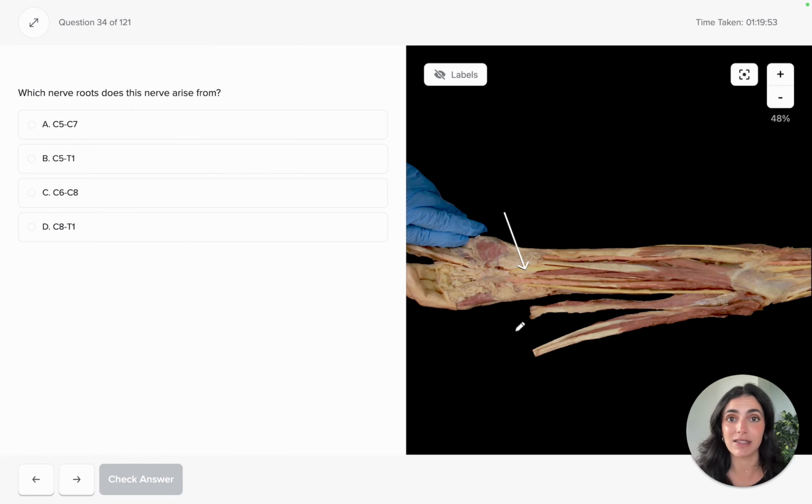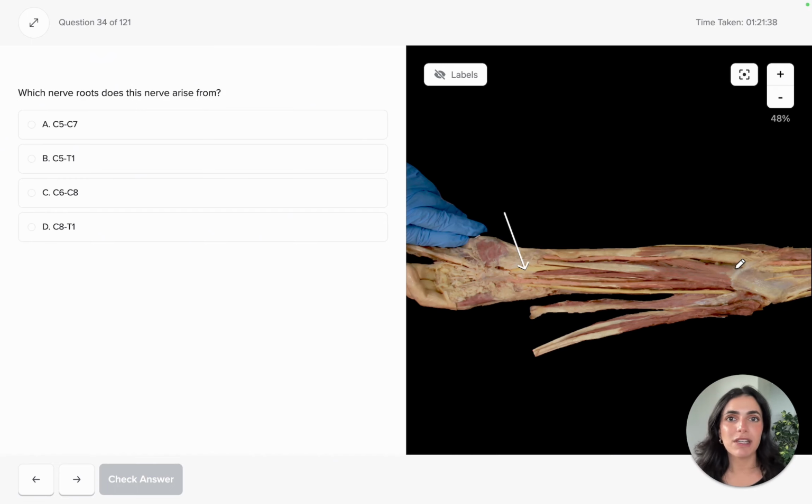So now that we've oriented ourselves, we can start labeling some of the muscles and the nerves that are found in this compartment. The anterior compartment of the forearm is going to contain the muscles responsible for flexing the wrist, as well as flexing the digits. This can include flexor carpi radialis over here, and flexor carpi ulnaris, which we're also seeing over here.